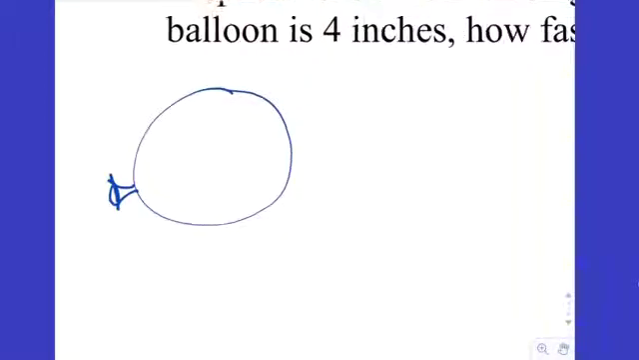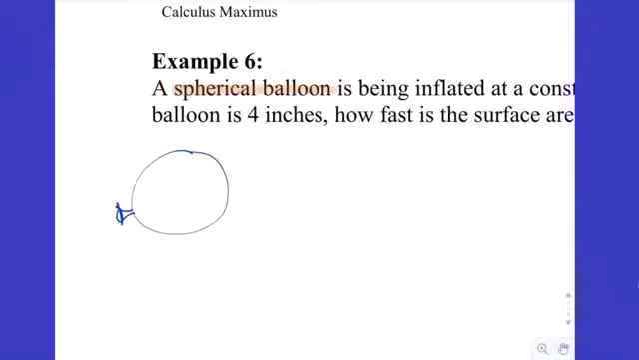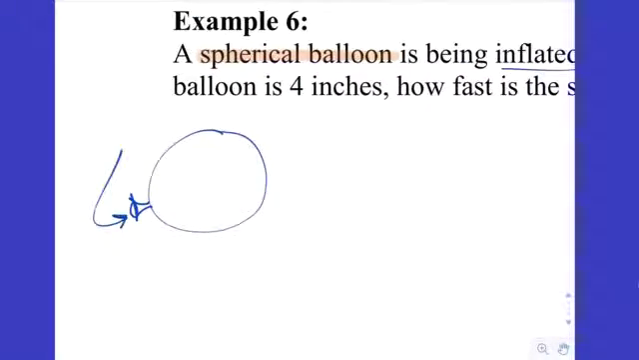All right, so drawing a picture. There's a blue balloon. Here's the part where the air goes in. Now it's being inflated, not deflated.